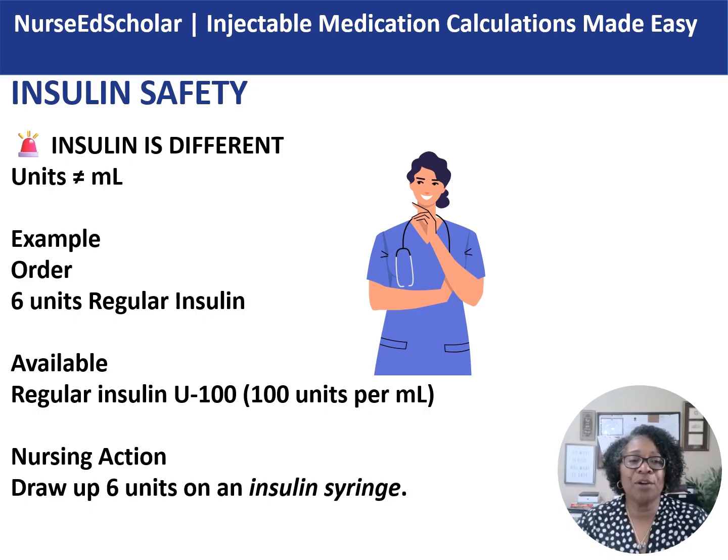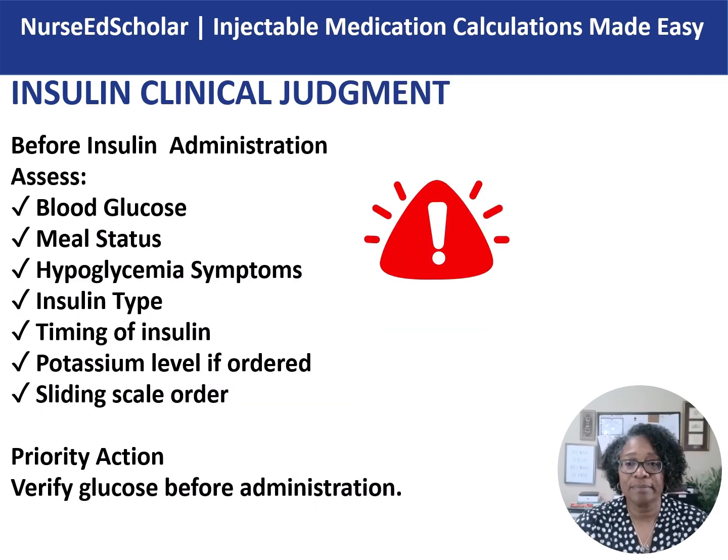All right, so the provider ordered 6 units of regular insulin, and the insulin available is regular insulin U100. So what does U100 mean? Well, U100 means that there are 100 units in 1 milliliter, okay? But in clinical practice, we will draw up the amount of units on that insulin syringe. So for this patient, you will draw up 6 units of insulin in your insulin syringe.